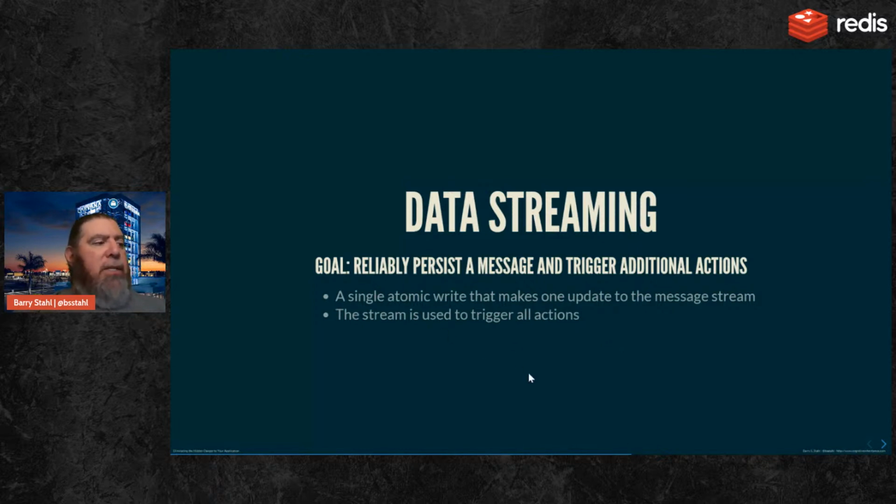So here we make a single atomic write. In this case, it'll be atomic because we'll only do one, or we can do them all together and it'll be atomic that way as well. It makes an update to the message stream, and then we use that stream downstream. We pick that message up downstream and use that to do the exact same thing we've been doing before. So let's take a quick look at that.